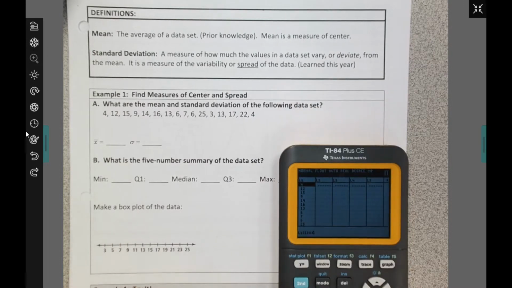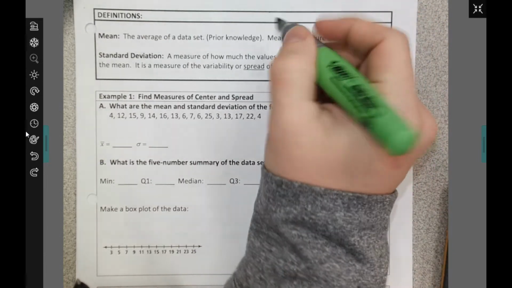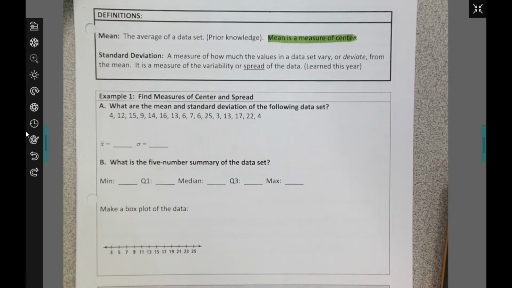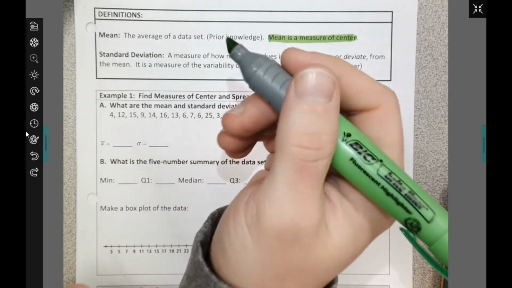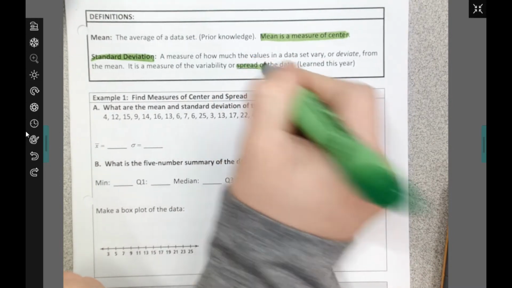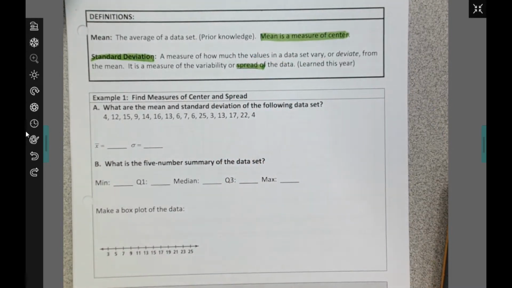One thing we want to add here to make sure we realize is that mean is a measure of center, so it tells us how the data is centralized. On the other hand, standard deviation is a measure of spread, which you should already know because that's how we define it. For example one, it's just a prior knowledge problem.